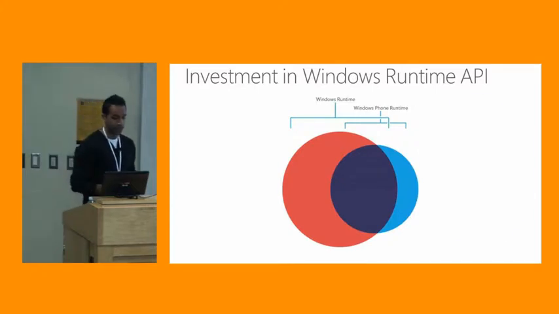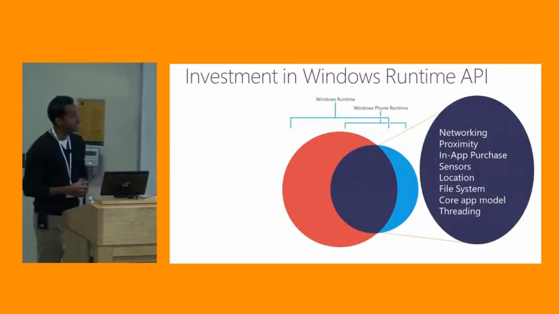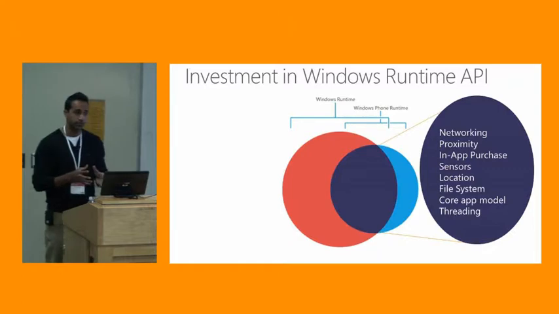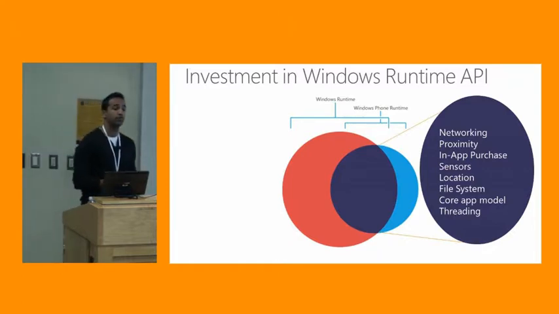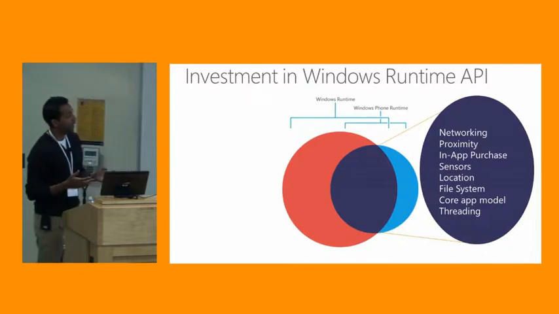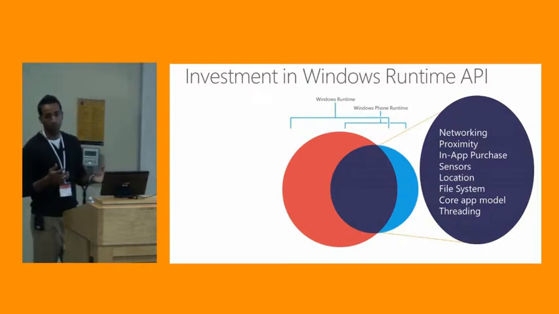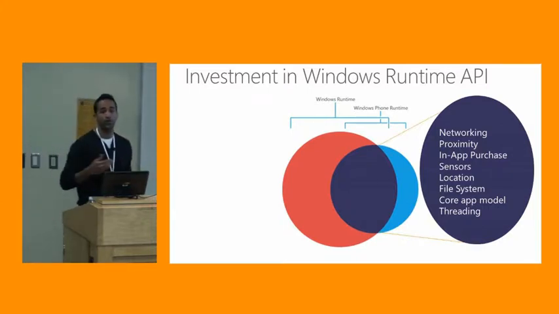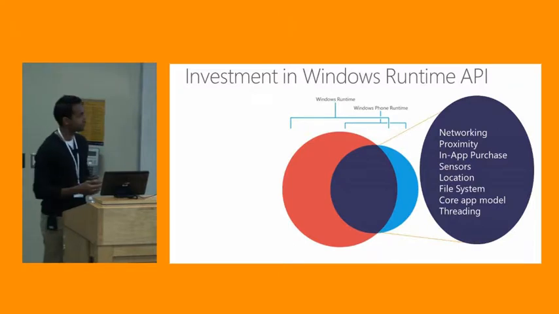We do have an intersection. You can see here that we have networking, proximity, file system. They're all the same. So you would write code once for Windows 8, and you'd be able to reuse that code for Windows Phone 8. Some APIs on the phone, like VoIP or speech, don't really make sense in the Windows 8 world right now, so they're not available there. They're only available to you on the phone.